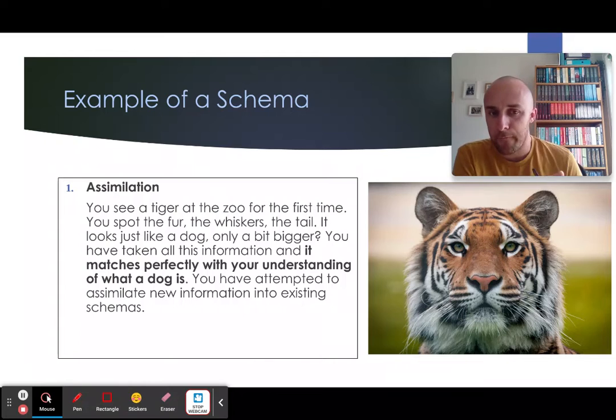Anyway, you spot the fur, you spot the whiskers, you spot the tail, and you think, oh, mummy, look at that dog, right? You've matched it perfectly to your understanding of what a dog is, but yet you've got it wrong.